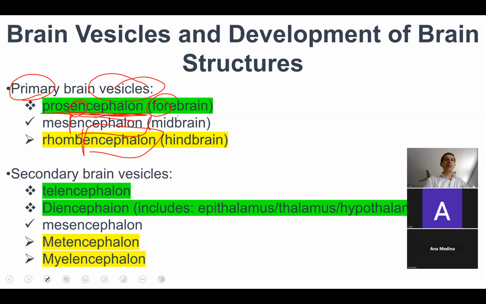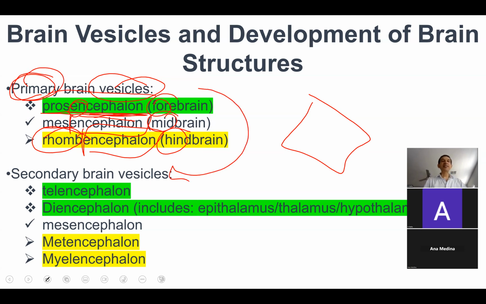The one in the middle is called the mesencephalon. And rhombencephalon: rhomb actually means diamond shaped, but in English we call it the hindbrain. Now, these three primary vesicles give rise to five secondary vesicles. Please remember that the mesencephalon gives rise only to itself.